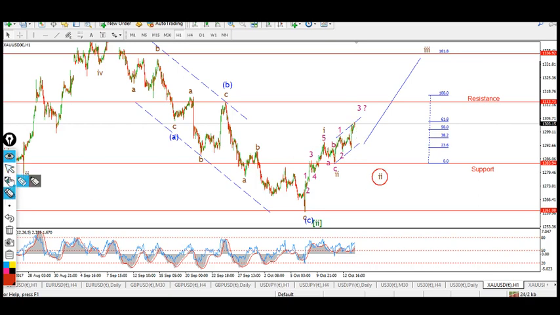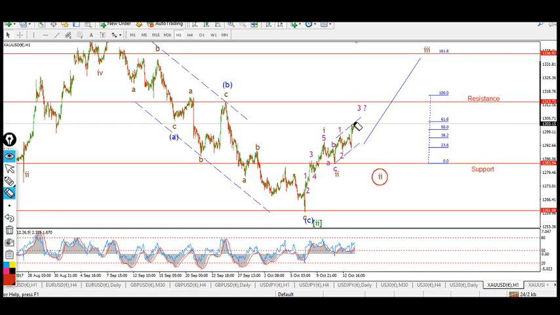Only time can tell. So that expanded flat would look like A, B, C in wave 2. So we'd come back down into a support around 1280 again. One more time. Ooh, God, that was horrendous. One more time into 1280 before setting off in wave 3.